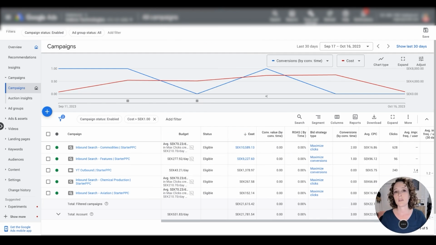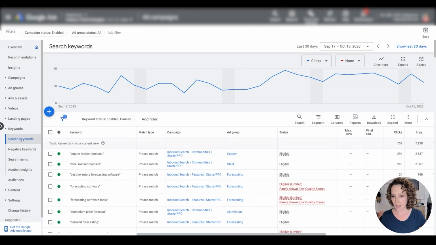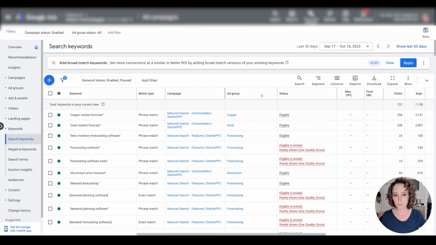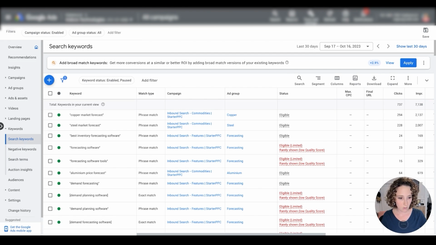So first of all, what do I mean by bottom of funnel keywords? Let's look at the last 30 days. Okay, we already are. And we're going to go over to keywords and then search terms. Let me just close this. I'm sorry, I'm on search keywords. And for those of you that don't know, the difference between a search keyword and a search term, which you can see here on the menu on the left. Let me zoom in a little. Oh, where did my face go?